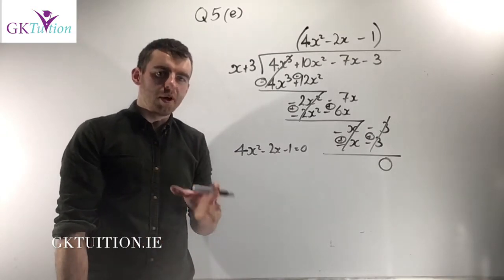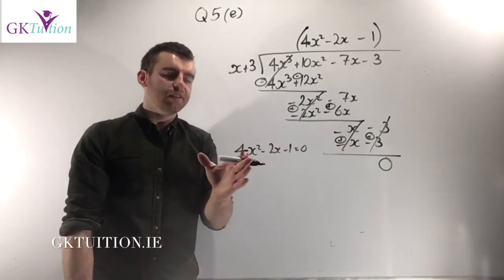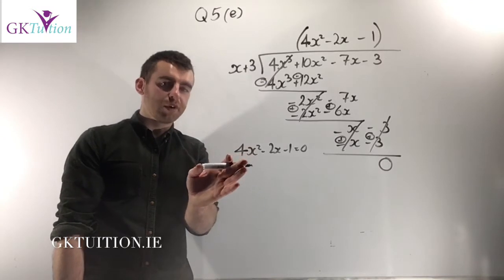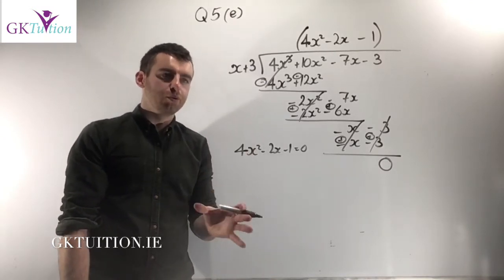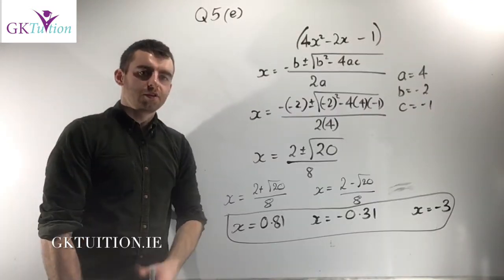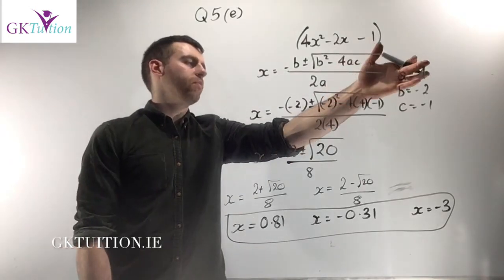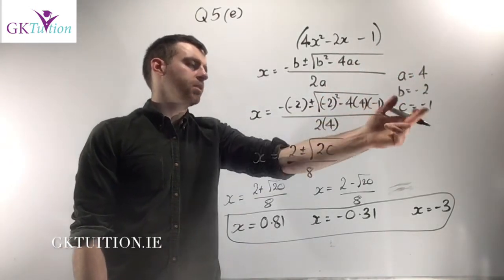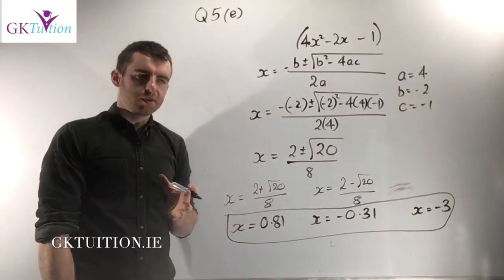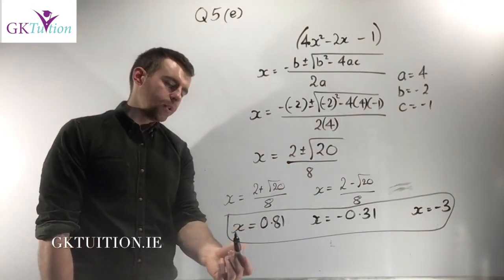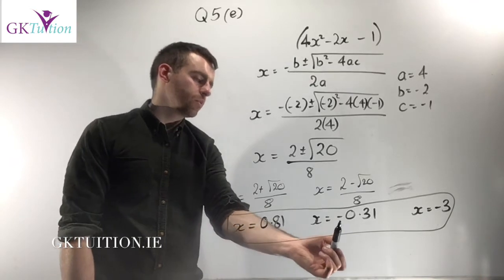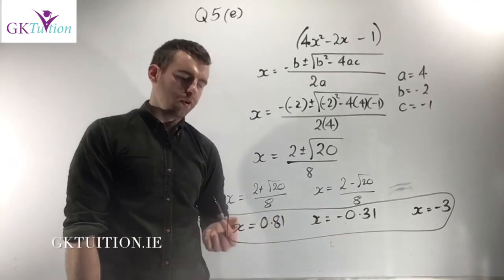So we need to use the minus b formula to solve this quadratic and find the other two roots of the cubic. The minus b formula is relatively straightforward. In this case, our a would be 4, our b would be minus 2, and our c is minus 1. And when you use the minus b formula, you end up with x equals 0.81 or x equals minus 0.31.